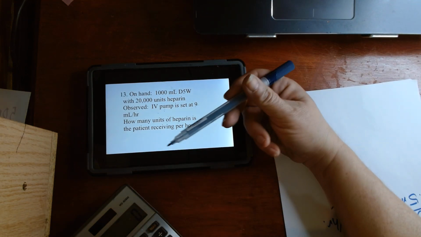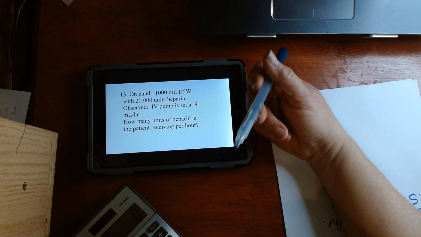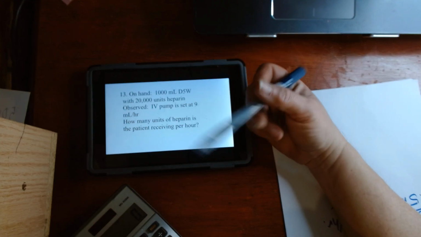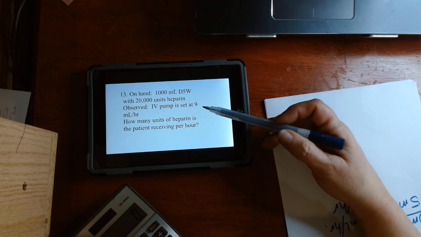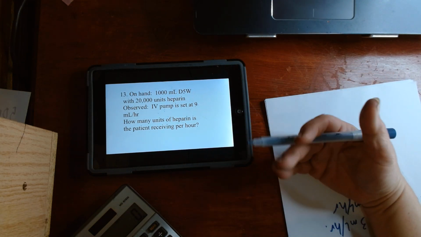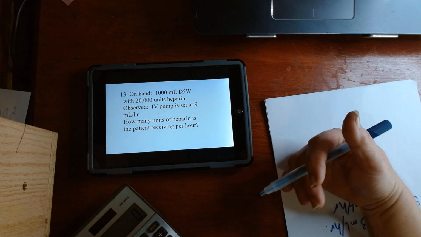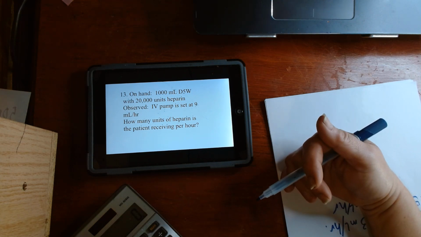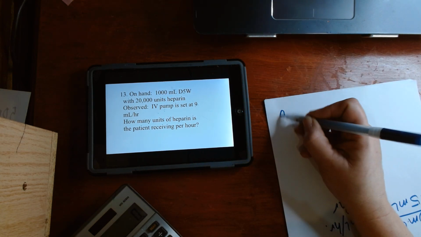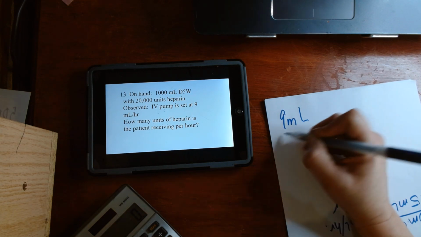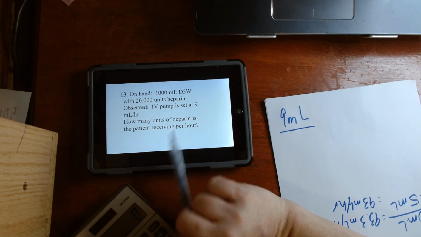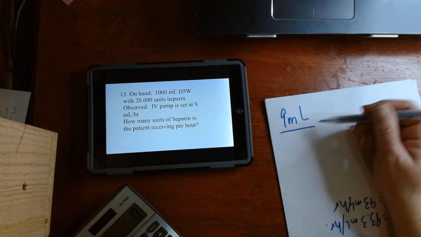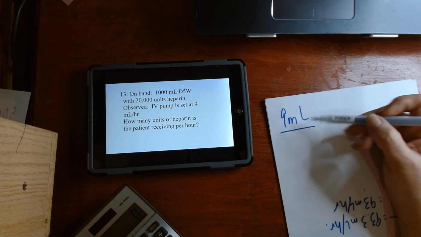I didn't want it going at 9 milliliters an hour. I don't care. Mr. Man, Dr. whoever wants it going at 9 milliliters an hour. Okay? Somewhere inside yourself, I want you to make peace with that. So the dose ordered is going to be 9 milliliters, because we got to figure out how many units of heparin they're getting. So what do I have in my hand that matches this?